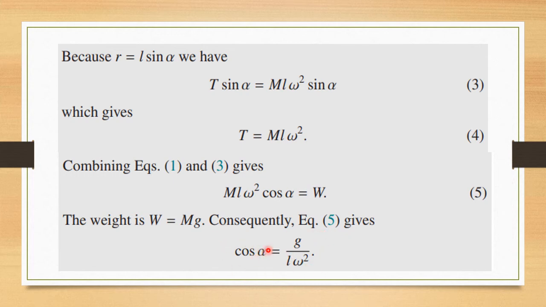It is a relation between alpha, the angle with which the string is extended from the vertical, and the angular frequency omega with which it is rotating. We have to analyze this equation in more detail. Okay, this is our relation connecting alpha and omega.